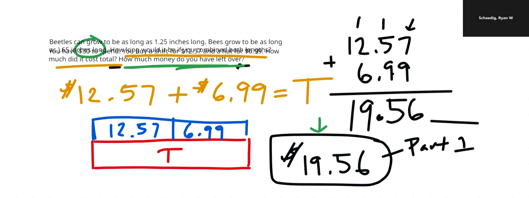$19.56. So minus $19.56 would equal however much I have left over. I'm going to call that M for money. Okay. And again, with a variable, you can call it whatever you want, right? M for money, C for cash. Oh, actually, I like that. Let's do that. I'm going to do C for cash. Okay, so there's my equation.